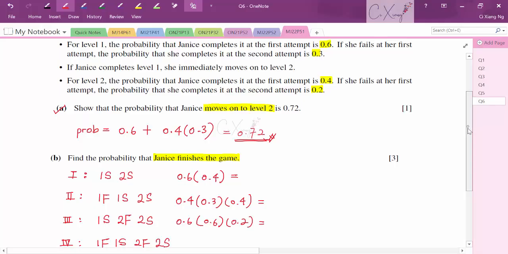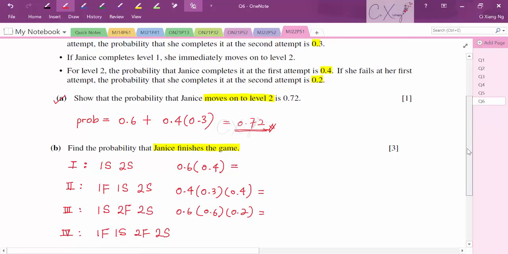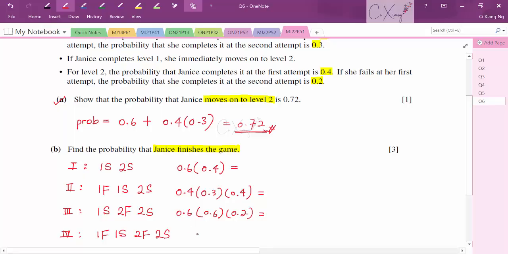And the last case, first attempt level 1 failed is 0.4. Second attempt level 1 success is 0.3. Okay, then first attempt at level 2 failed, it will become 0.6. Second attempt at level 2 pass, it will be 0.2.